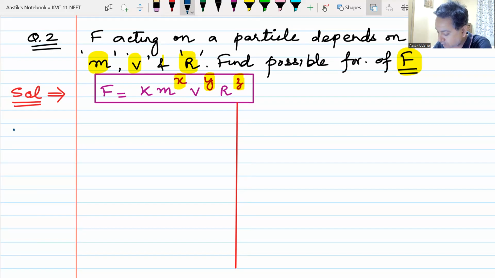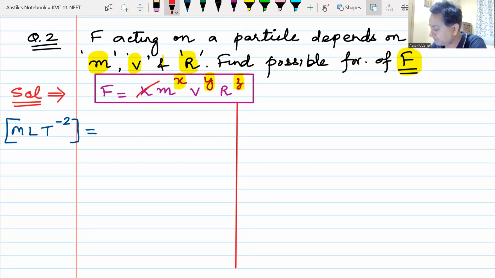MLT^-2. So that comes on my left hand side. That must be equal to K, no dimension. Let us cut this out. Dimension of M is capital M, raised to the power of X, my dear friends.